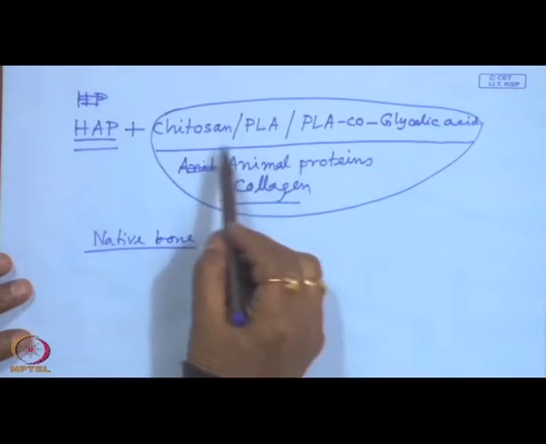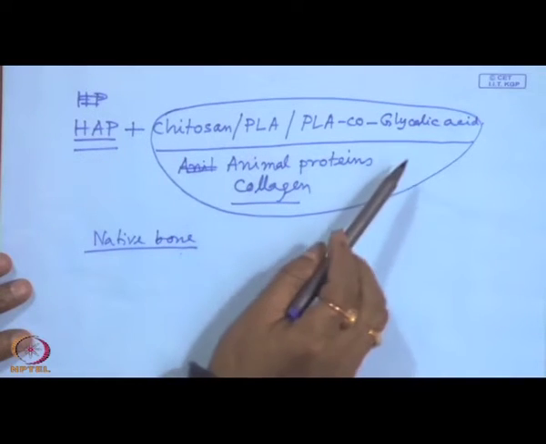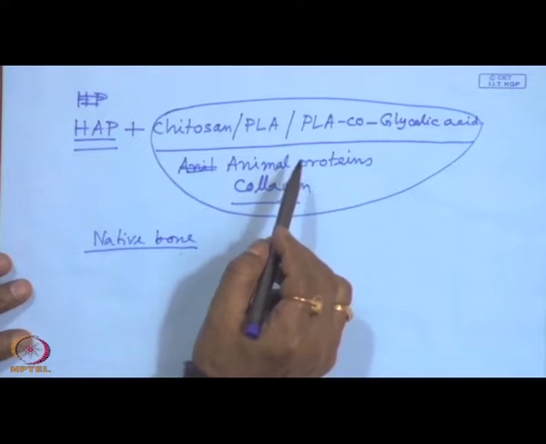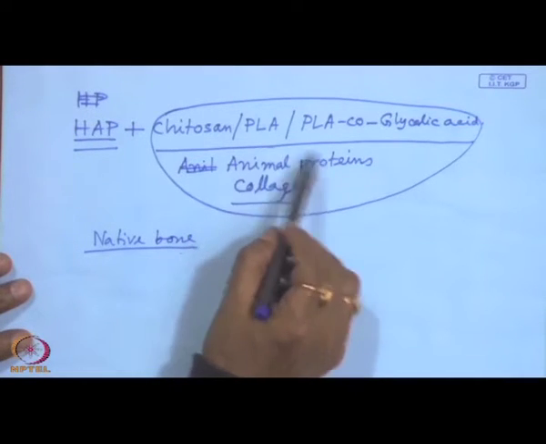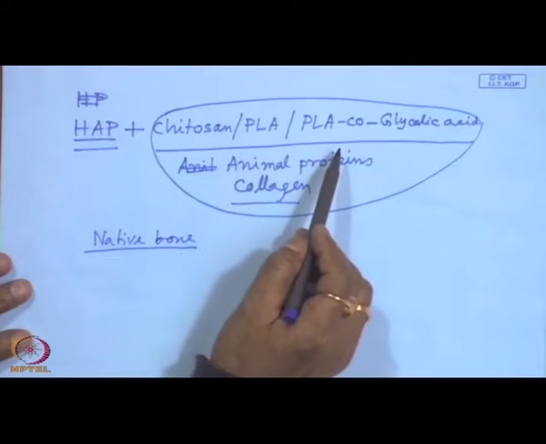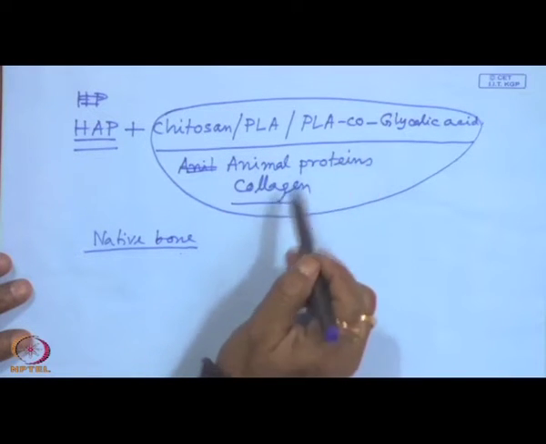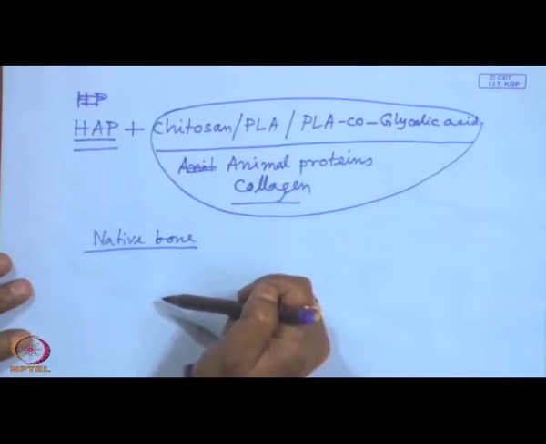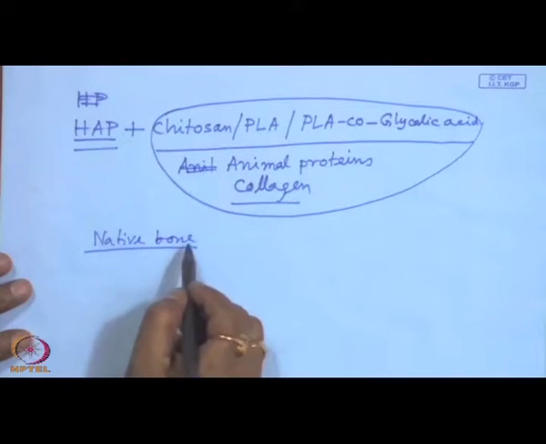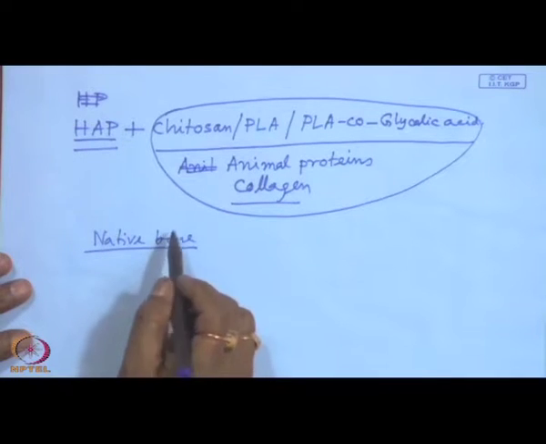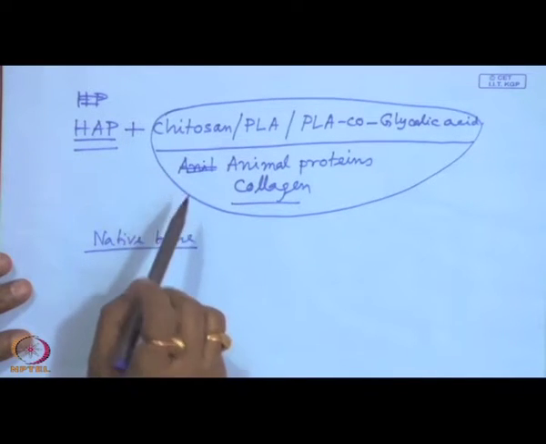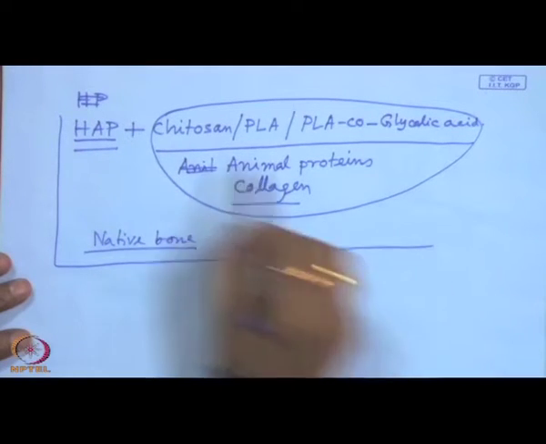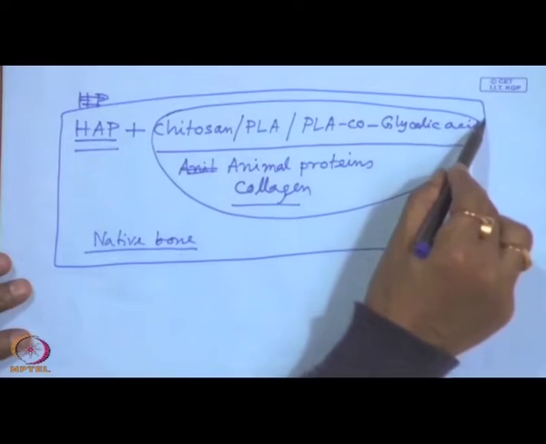What will happen? If this composite is used to replace some broken part of a bone, then slowly these polymers will be degraded, and that space will be occupied by native bone tissue. So, this is a kind of biodegradable artificial bone material.